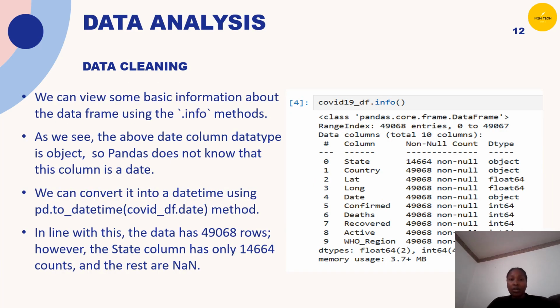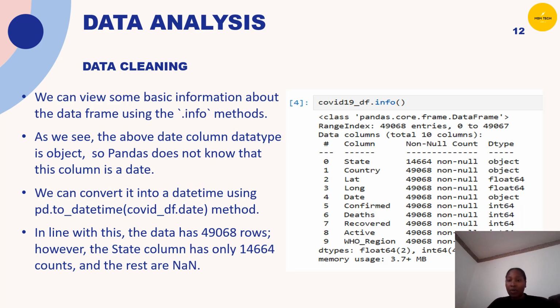We can also view some basic information about the data frame using the .info method. So see, state and country are object data types, and latitude and longitude are float because the data is float, and date, you see here it has object, and then confirmed, deaths, recovered, active have integer, and the WHO region has object as well.